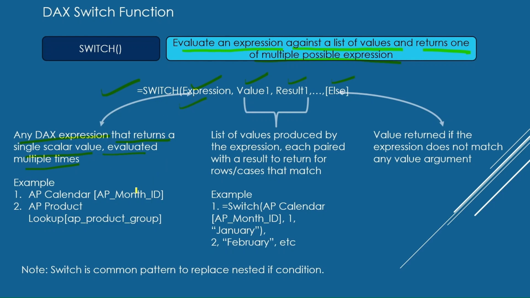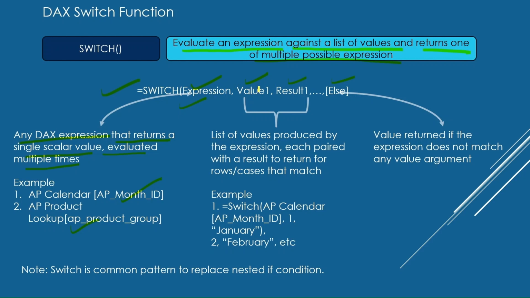For example, suppose this is a column, AP calendar, AP month ID. This is the column, and this is one of the expressions. This is also one kind of expression. If you want to give a certain kind of measure, we can also put a measure in place of the expression.